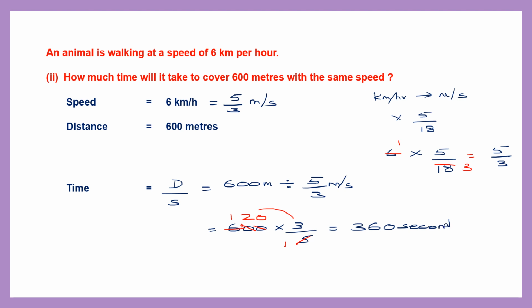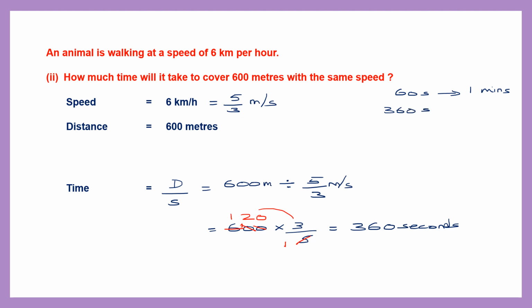Now this we can convert into minutes. How do we do that? 60 seconds make 1 minute. So now this we have to find for 360 seconds. So that will be 360 divided by 60. So let's cancel the zeros. We can cancel. Now we have 36 and 6. 6 ones are 6, 6 sixes are 36. So that is 6 by 1 or it is simply 6. That means that is equal to 6 minutes.